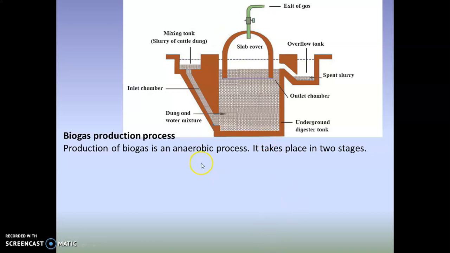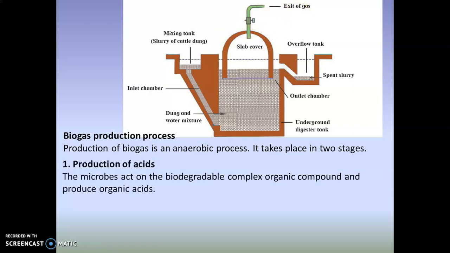Then the biogas production process. Biogas production is an anaerobic process. This is a kind of biogas plant. This is an inlet or chamber where all the dung and water is mixed. Then it is kept for a long period of time. This is called the digester tank. Then this is an inlet. This is an outlet chamber. And this slurry is the manure that is left over. And then from here we get the gas.